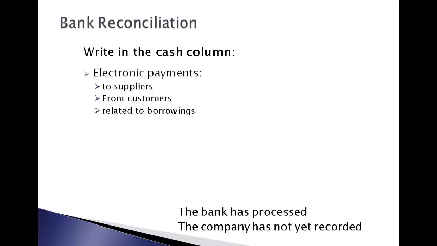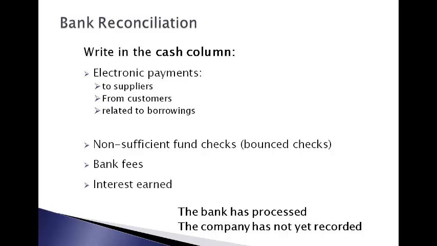Items the company has not yet recorded in the cash account that the bank has processed are written in the cash column. These include electronic payments to suppliers, receipts from customers, and payments related to borrowings. They also include non-sufficient funds checks, which are bounce checks, bank fees, and interest earned.